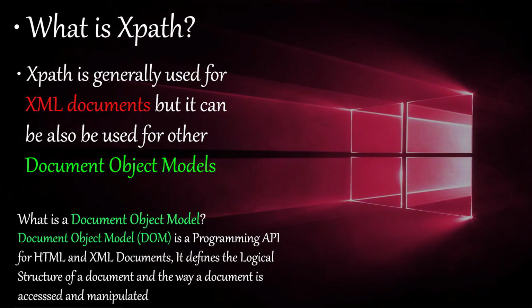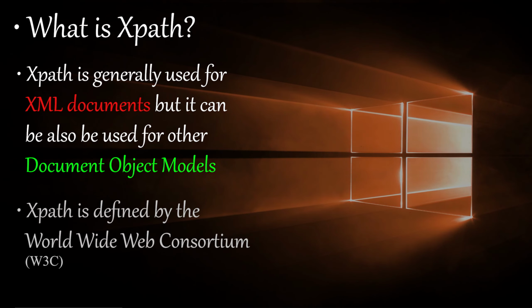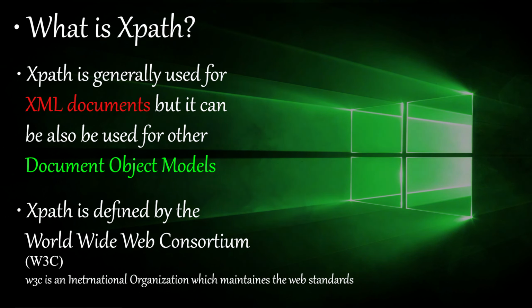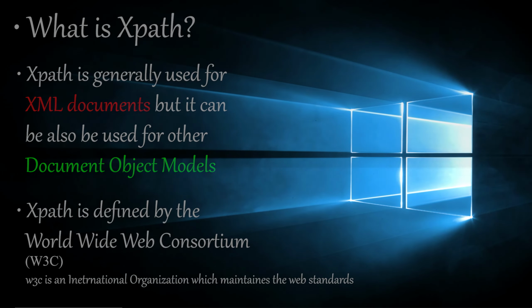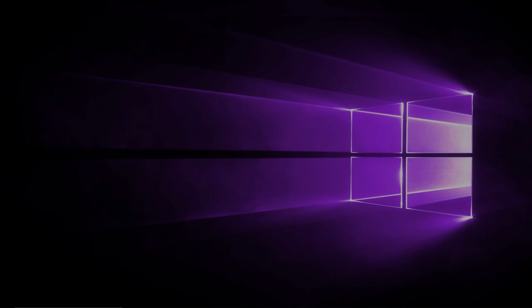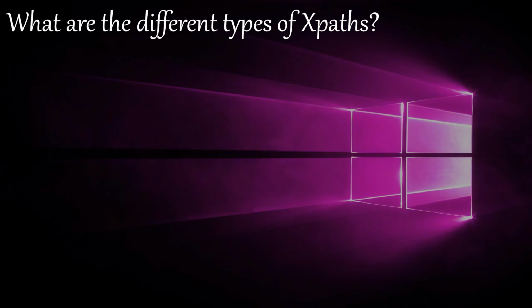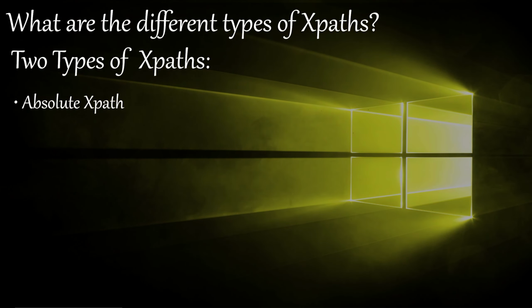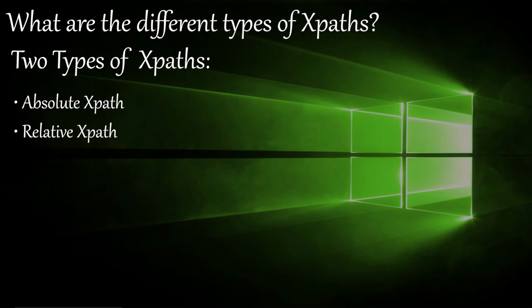Now, if I come back to XPath, then XPath is defined by the World Wide Web Consortium or W3C. W3C is an international organization which maintains the web standards. So this was just the introduction to XPaths. Now we'll see what the different types of XPaths are. There are two types of XPaths. The first one is the absolute XPath and the second one is the relative XPath.